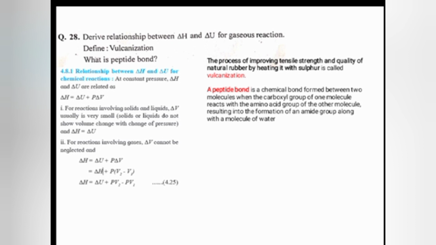One more question attached: peptide bond. The peptide bond is a chemical bond formed between two molecules when the carboxylic group of one molecule reacts with the amino group of another molecule. By dehydration, it forms the amidic bond or amidic linkage. That linkage is called peptide linkage.